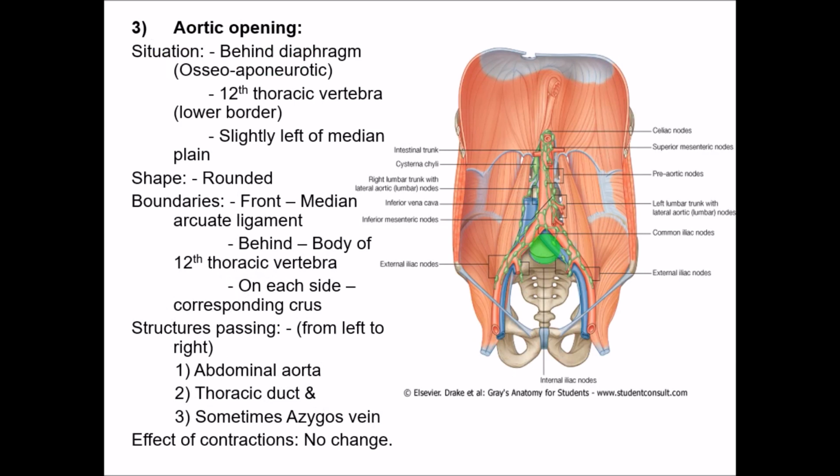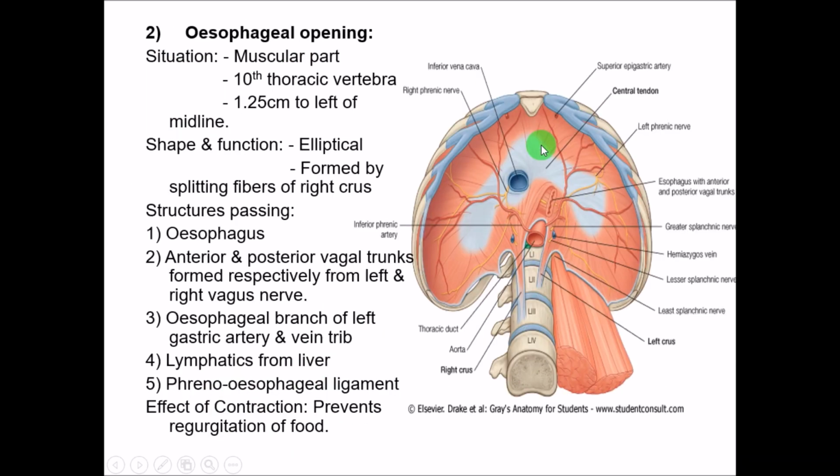Okay, what are the structures passing? One is, as the name itself indicates, the aortic opening. So the thoracic aorta becomes the abdominal aorta here. So one is the abdominal aorta, the second is the thoracic duct. Beside that will be the thoracic duct. If you can see in this picture, they have shown the green colored structure. This is the thoracic duct.